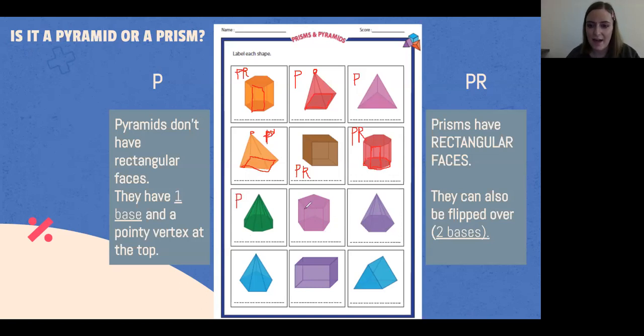This one right here has, once again, some rectangular faces. And the base and the top are the same, so if I flipped it over, it would be able to sit there. It has two bases, so it is a prism.